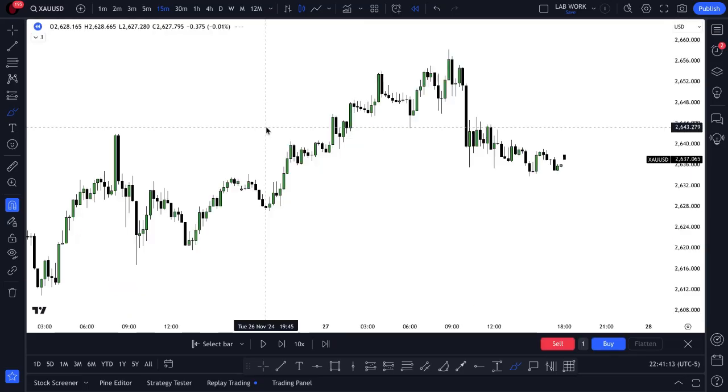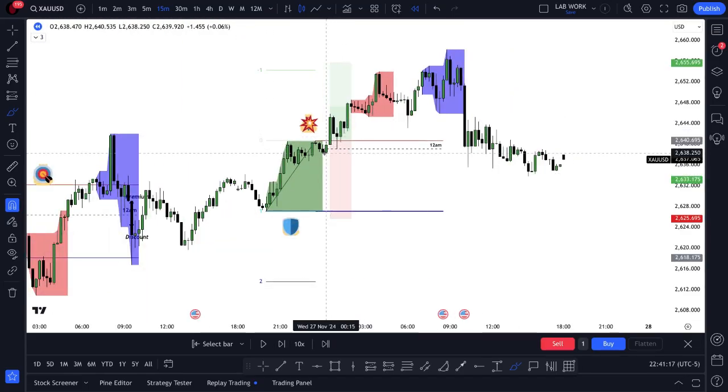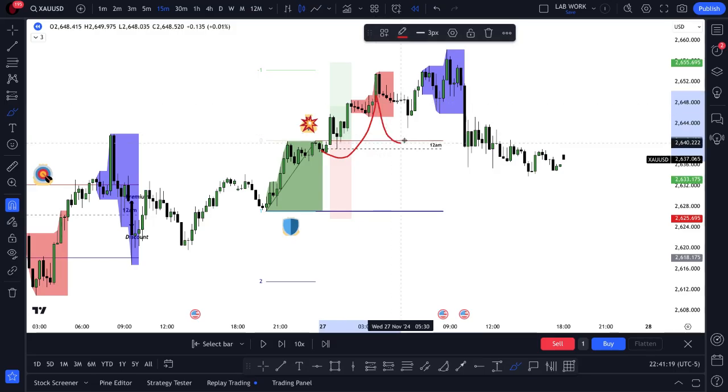Just like this gold idea here, the same thing could have happened. Price could have broke up, retested, and then fell all the way through and hit the stop loss and run the Asian session. At that point, maybe price is going to continue going lower. I'm not interested in that.